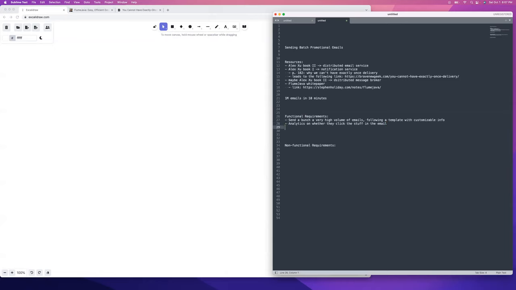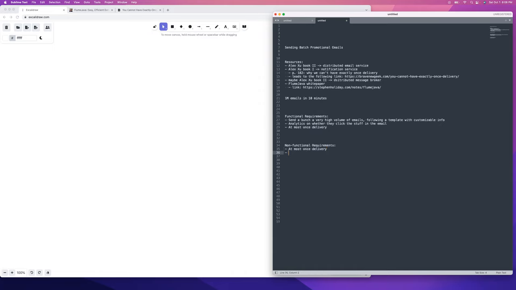You actually cannot do exactly once delivery. There was nice info on that in the link right here, which I found in Alex Xu's first book. And so for this problem, you're actually going to want to do at most once delivery. But I'll also do a variation to show you how to do at least once delivery as well. I think that's a functional requirement. I'm also going to list it over here though.